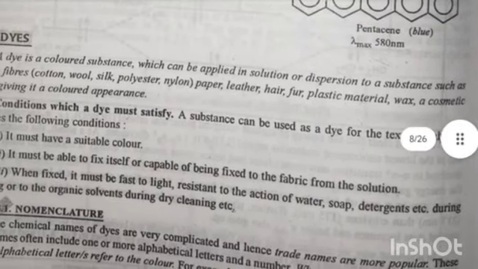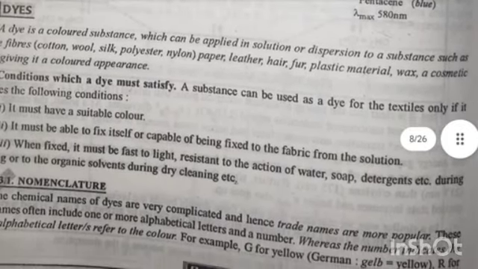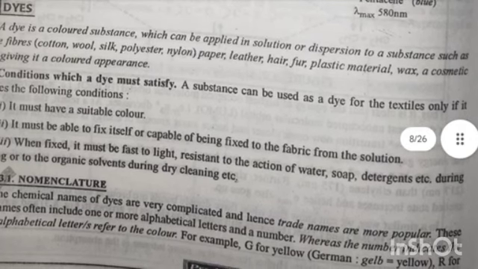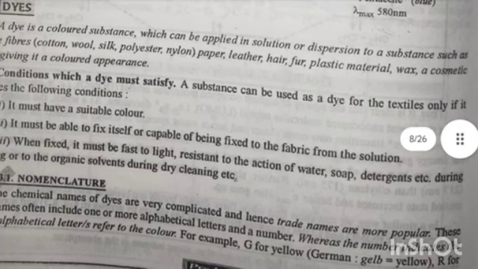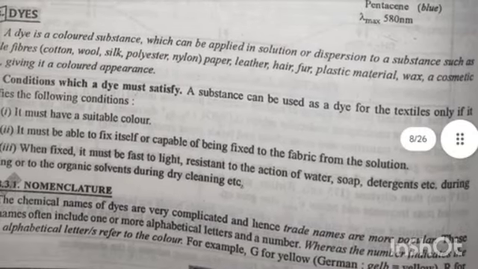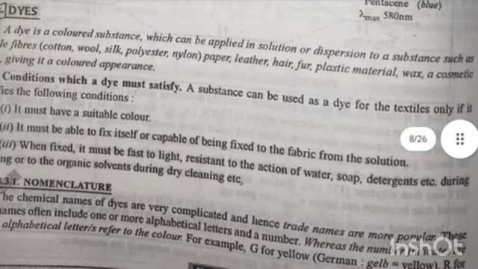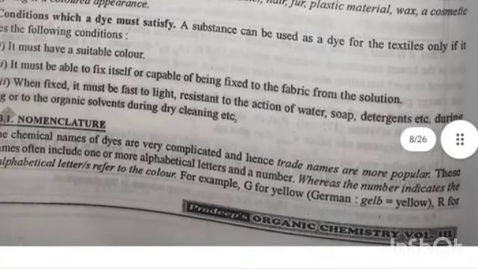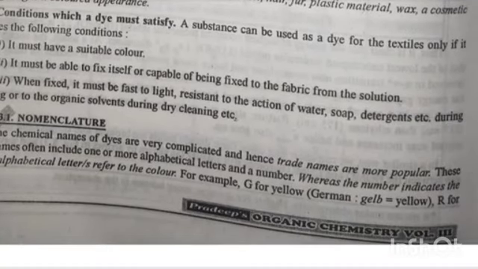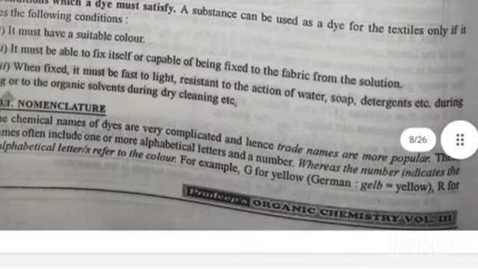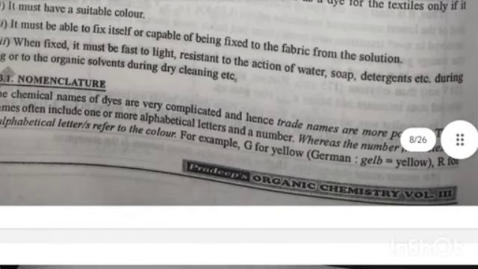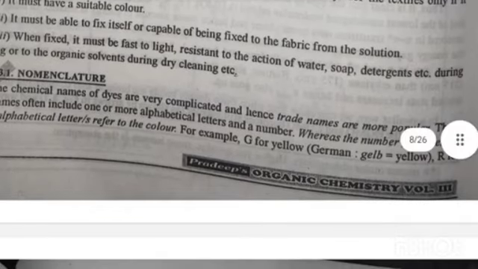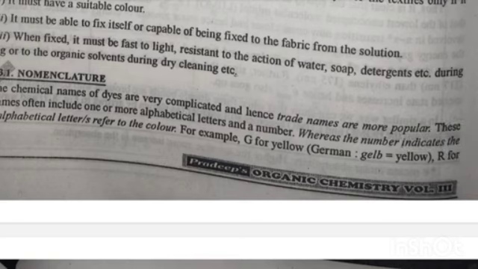Dyes. A dye is a colored substance which can be applied in solution or dispersion to a substance such as a textile, paper, leather, hair, plastic material, wax, or a cosmetic base, giving it a colored appearance. Conditions which a dye must satisfy: a substance can be used as a dye for textiles if it satisfies the following conditions. It must have a suitable color, and it must be able to fix itself or be capable of being fixed to the fabric from the solution.